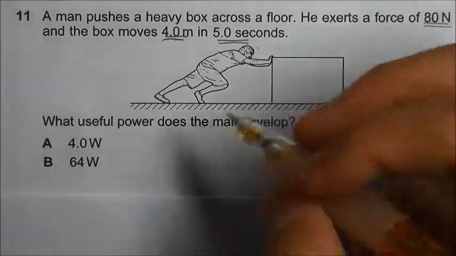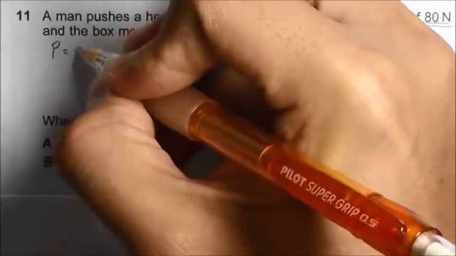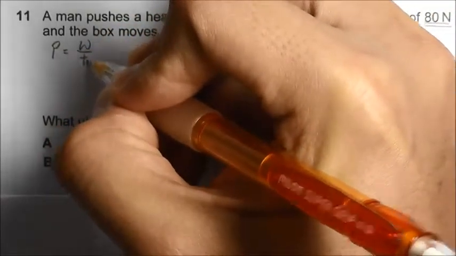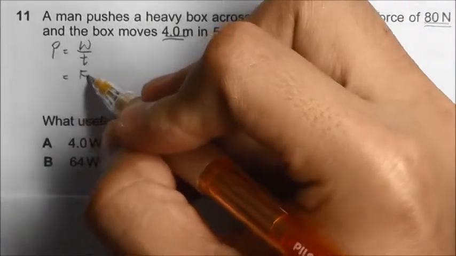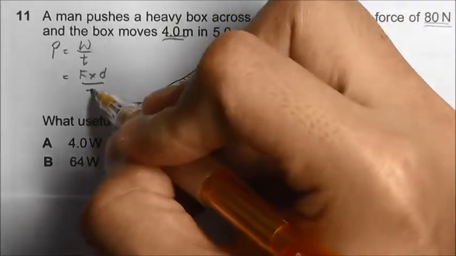We can use the formula. Power is equal to work done over time. And the work done can be calculated by force times distance.